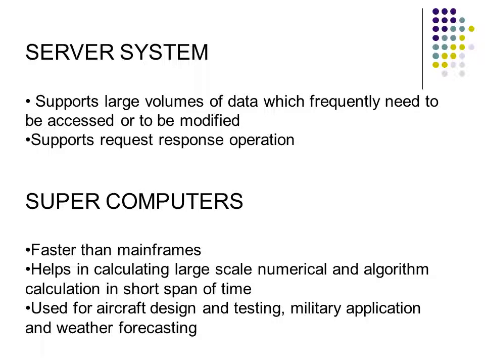The next category is supercomputers. These supercomputers are faster than mainframes, and they help in calculating large scale numerical calculations and algorithms in a short span of time. They are mainly used in aircraft design and testing, military applications and weather forecasting. So supercomputers are mainly used where we require large numerical calculation within a short span of time.